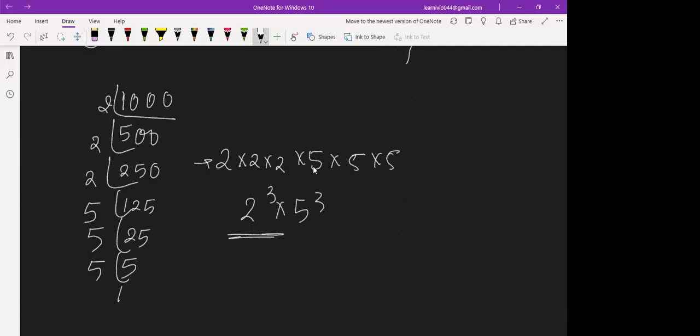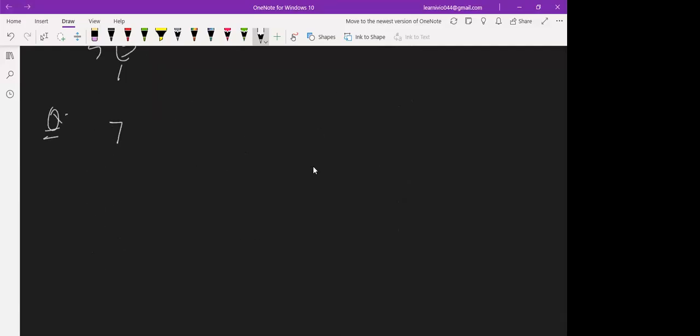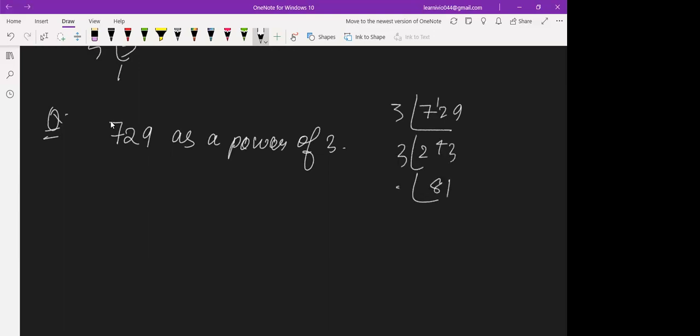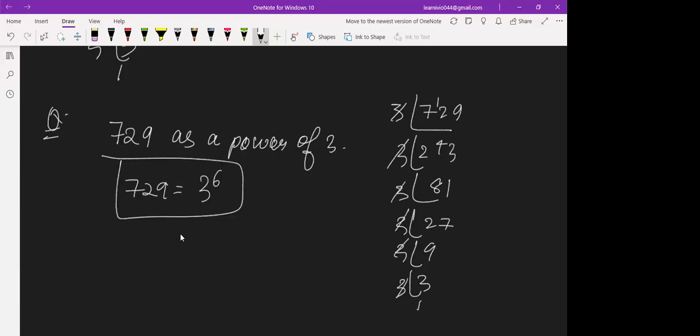Okay, so now we have some more questions. Like express 729 as a power of 3. So again, we just check what is the prime factorization of 729. Can somebody do the prime factorization? First we divide with 3. Again with 3. Again with 3. So 729 is equal to 3 to the power 6, right? Understood? Okay. Then next we have 128 as a power of 2.